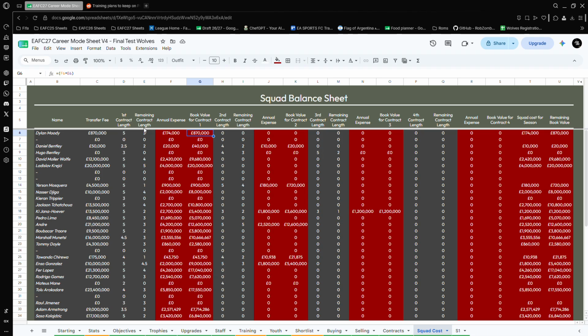Now, if we move down to a player who's been at the club for longer, so we have Daniel Bentley. You can see originally bought for $50,000. His first contract was 2.5 years. He's got 2 years left on it. So as you can see, the annual expense is $20,000 per season, and at the moment he's still got $40,000 out of the $50,000 left to pay.